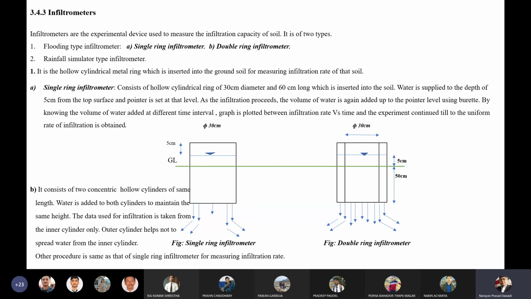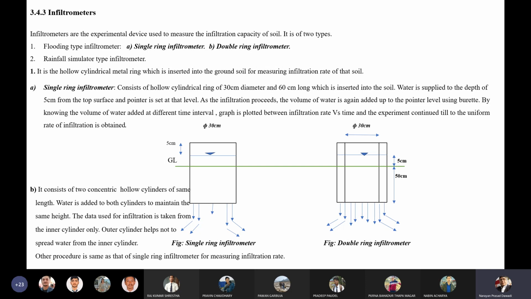And from the top of the rim of the cylinder, water is applied to the field. First the water is applied up to the 5 centimeter depth from the top of the rim, and there is a provision of a pointer there, and the pointer mark is expressed as a triangle here. Up to this level, water is added into the infiltrometer, and after some period, this water will be sucked by the soil. Again, we add water to make the water level up to the previous level where the pointer is fixed, and the water is again applied.